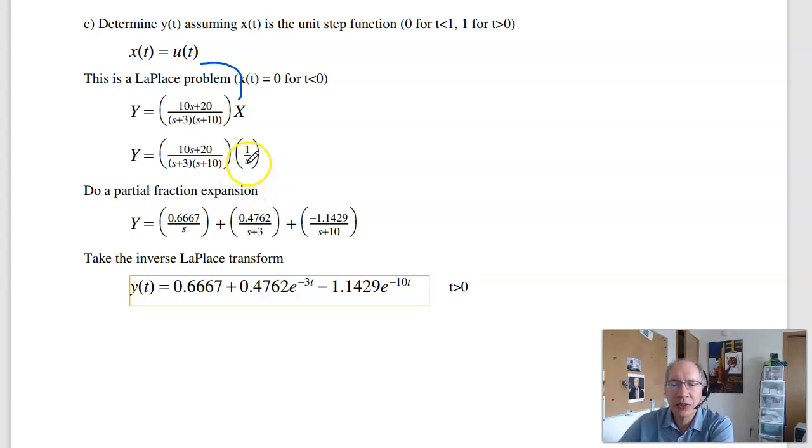To get the s term, I cover up the s, plug in s equals 0, get 2/3. To get the s plus 3 term, I cover up the s plus 3, plug in s equals minus 3, I get 0.4762. And to get the last term, cover up the s plus 10, plug in s equals minus 10, evaluate, I get minus 1.14. Now this is in my table of Laplace transforms. Taking the inverse Laplace transform, that's 0.667 times 1, 0.476 times e to the minus 3t, minus 1.14 e to the minus 10t.